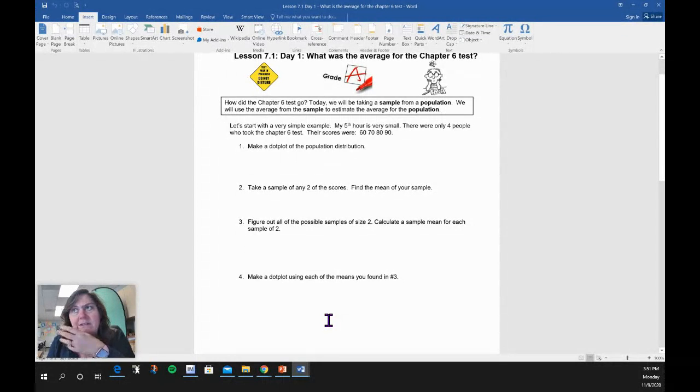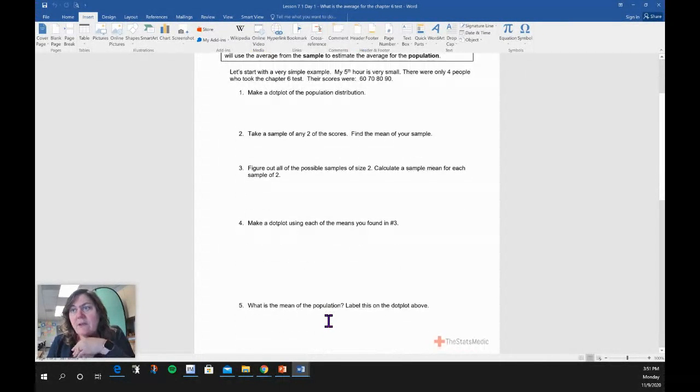You did a lot of this in your homework last night, so I'm hoping this will go quickly for you. What I want you to then do is say, what is the mean of the population? So come back up to your population, calculate the mean and label that on your dot plot. What you're going to put in Edpuzzle now is not all of these answers, just after you finish number 5: what do you notice about the mean of the population and your dot plot? How does that mean fit in with your dot plot of the sample means that you have been plotting? Okay, go take some time to finish that, and we'll come back and look at the answers.